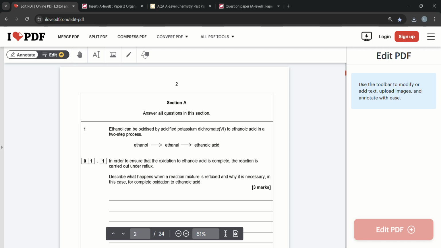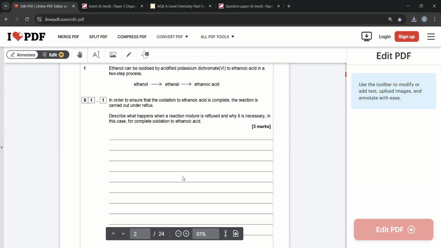Question 1. Describe what happens when a reaction mixture is refluxed and why it's necessary for complete oxidation to ethanoic acid.